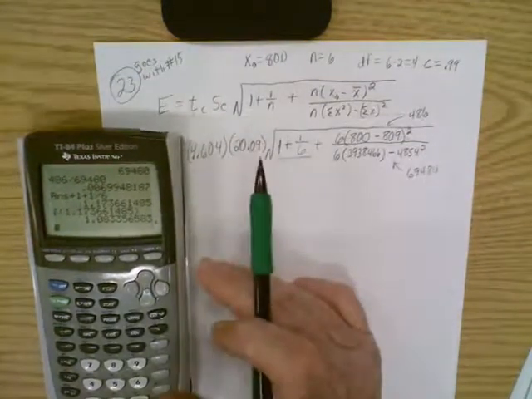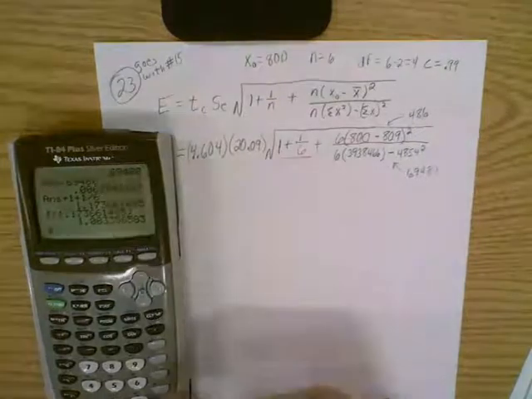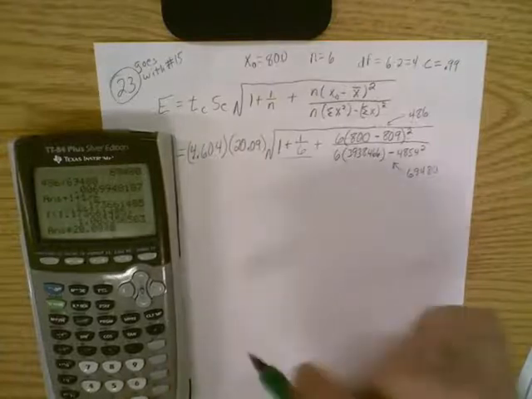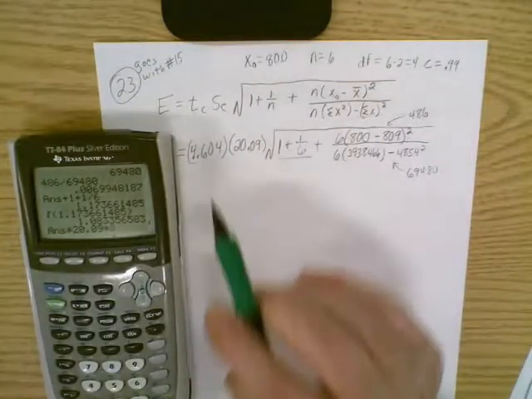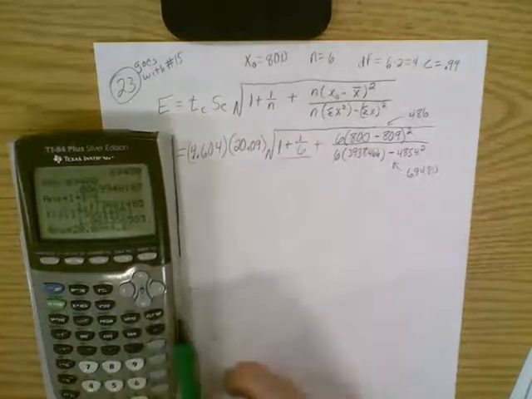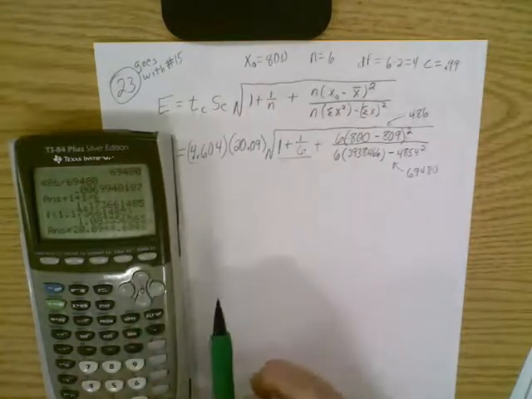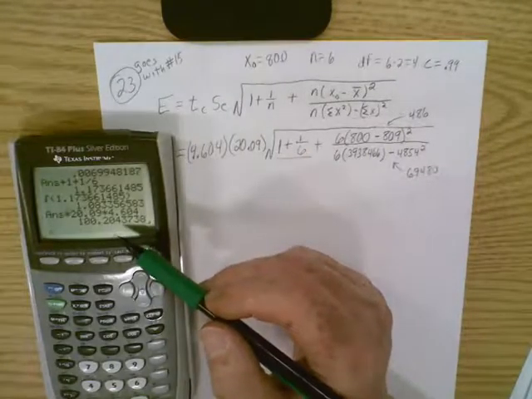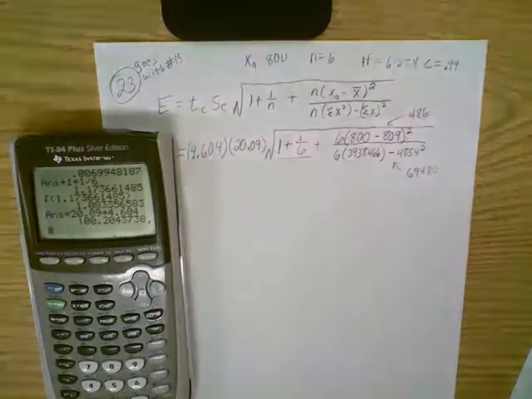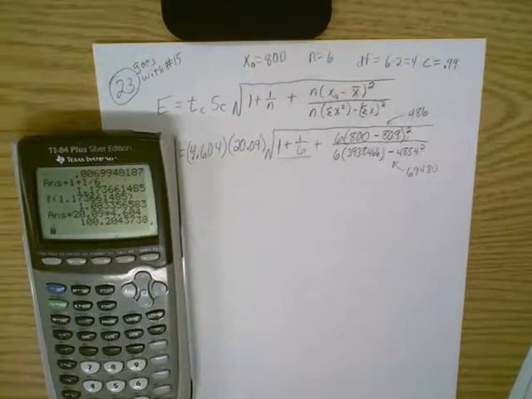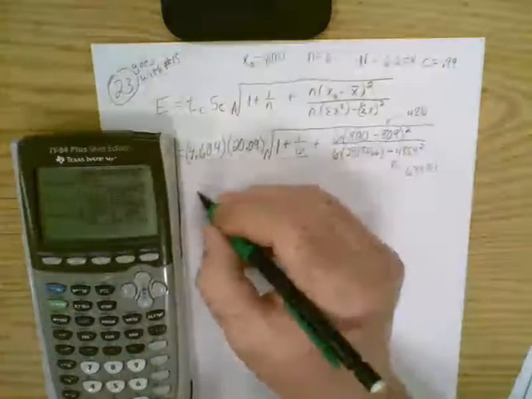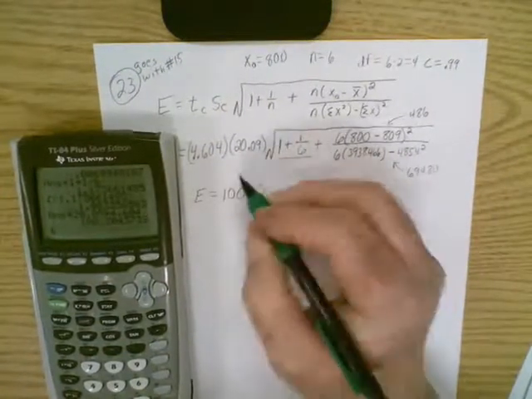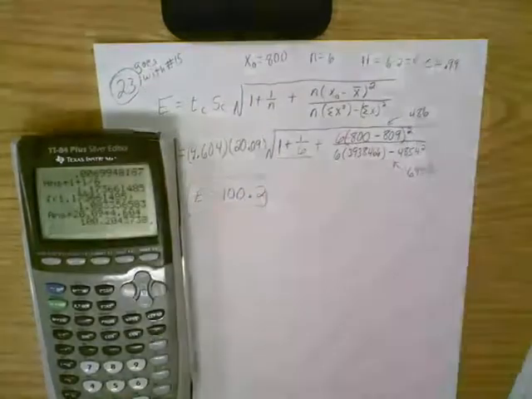Then I'm just going to times it by both of these numbers, so I'm just going to hit times 20.09 times our critical value here, which was 4.604. Hit equals, and I end up with 100.2. So E equals 100.2. Remember that E, that's our margin of error.